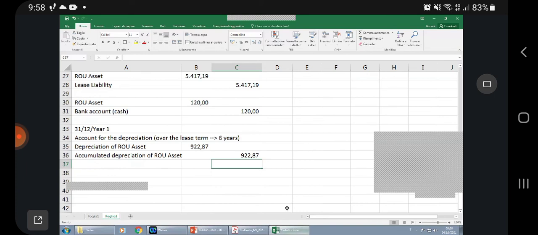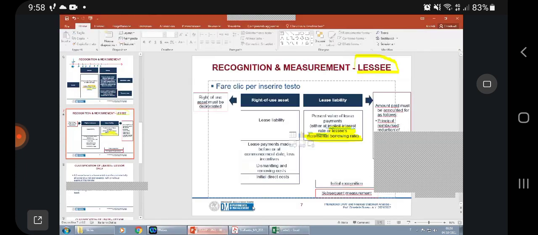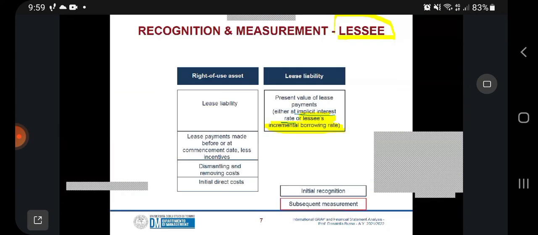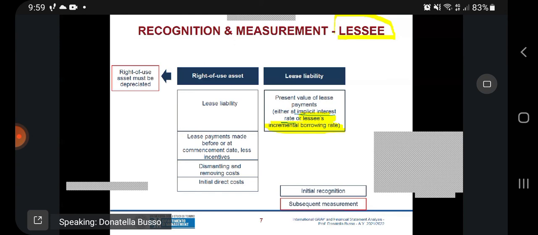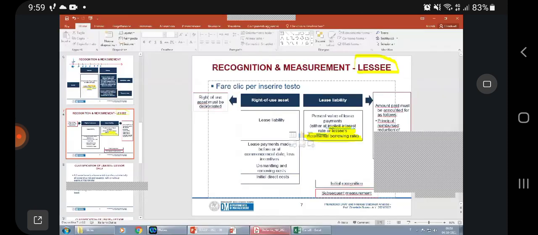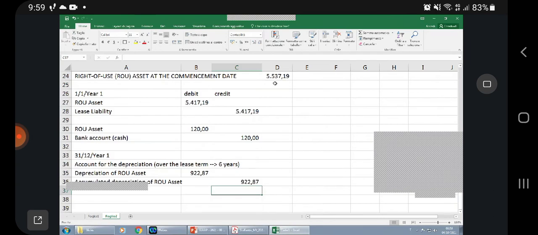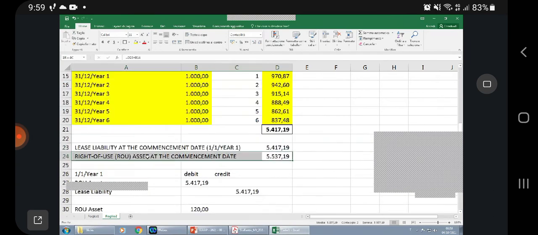But this is only for the right of use asset. If there are any questions, any, is there anything clear? No, I had a problem with the depreciation, but I got it, thanks. Okay, the depreciation is the amount of right of use asset, this amount, over 6 years. That is the lease term in this case.